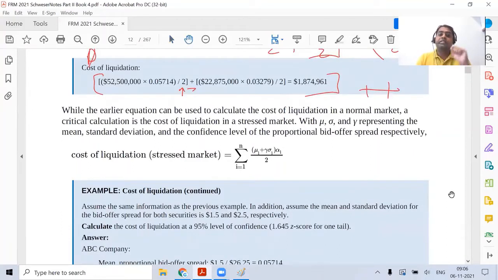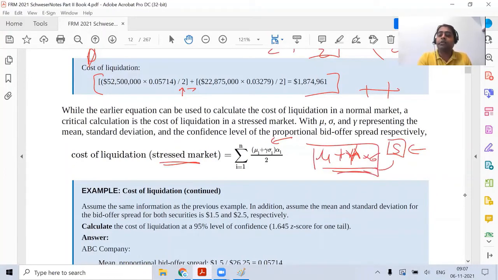Now whatever the S was, we assume that this S is going to be constant. We were not worried that during the stressed period this proportional bid-ask spread is going to move. So the next concept, related to cost of liquidation in a stressed market, is that this component is talking about this average plus some fixed component, gamma into sigma. Now this part is related to S.